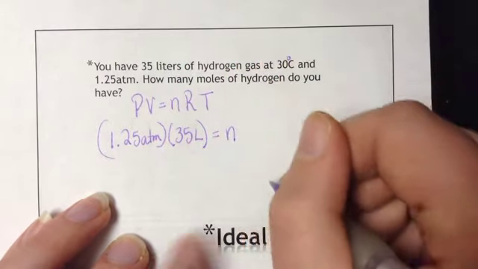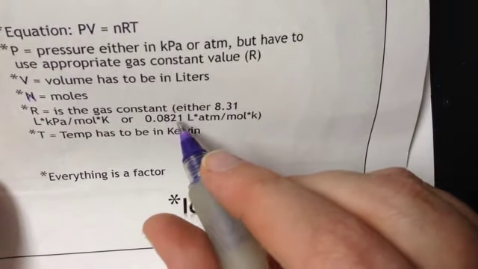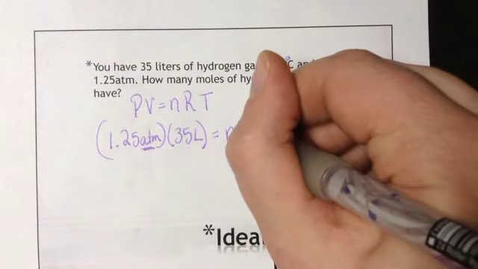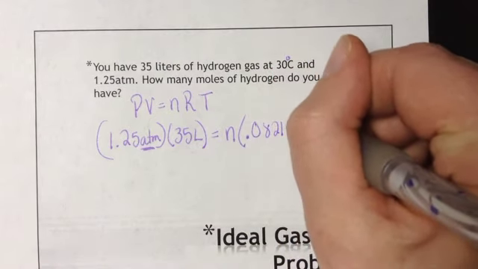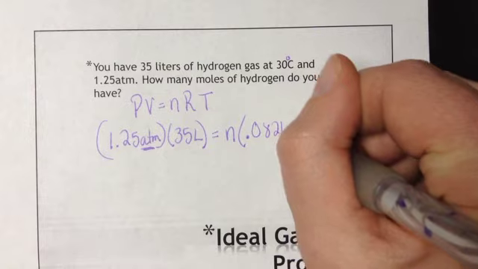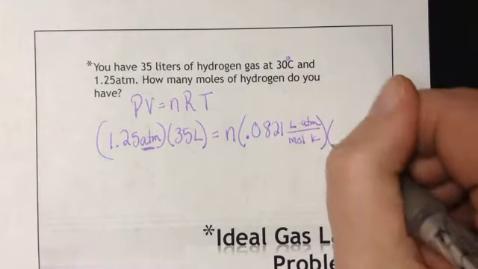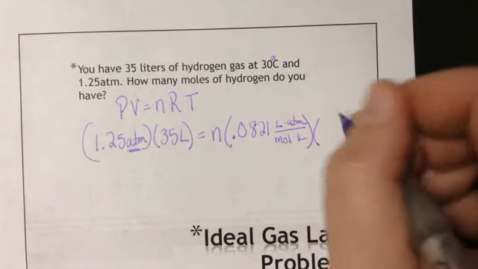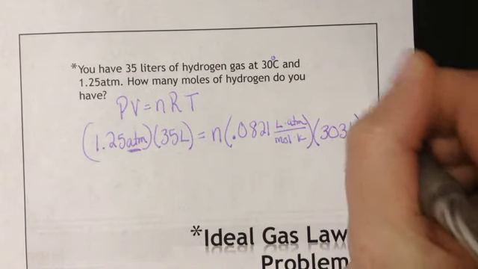How many moles? I don't know n. What R am I going to use? Okay, if I'm in ATMs, I'm going to use 0.0821. So that's the R because this is in ATMs, so I'm going to use the appropriate R value, 0.0821, and that's liter ATMs over moles Kelvin. Okay, and then my temperature has to be in Kelvin. So 30 plus 273 gets me 303 Kelvin.